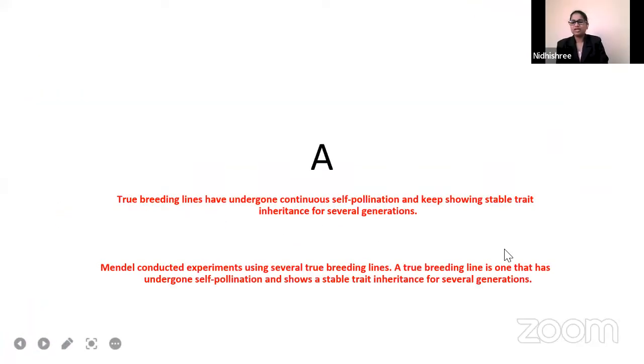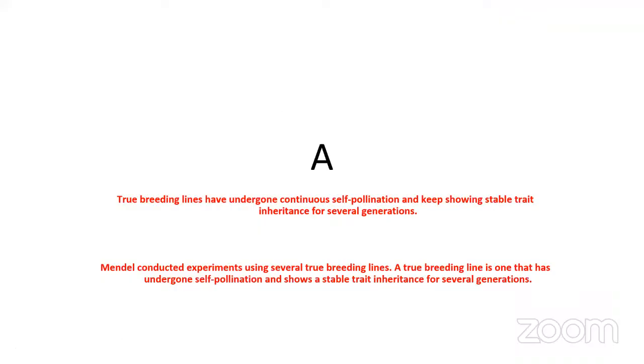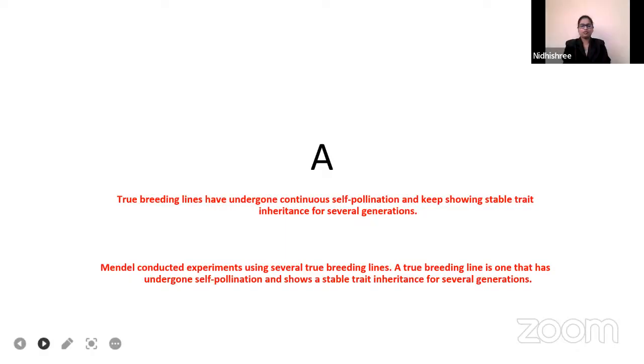Kanchana Raj, can you read out the slide, please? Yes, ma'am. True breeding lines have undergone continuous self-pollination and keep showing stable trait inheritance for several generations. Mendel conducted experiments using several true breeding lines. A true breeding line is one that has undergone self-pollination and shows a stable trait inheritance for several generations. Okay. That sentence got repeated 2 times. True breeding lines.